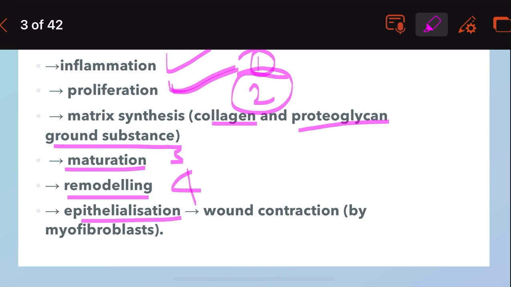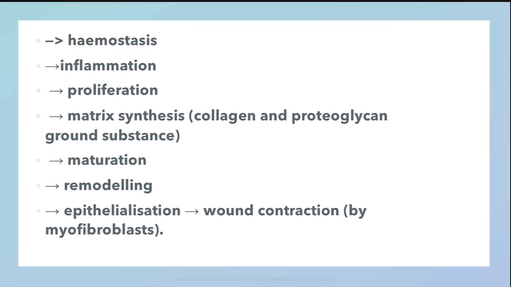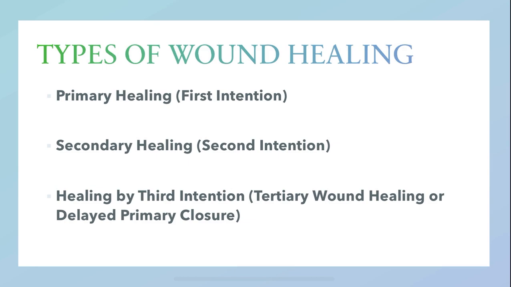We have epithelialization. If this is the wound, it is going to contract with the help of the myofibroblast so that rapid healing can take place. We'll be dealing with these steps in detail in the upcoming slides. Now, the types of wound healing: primary healing or first intention, or secondary healing or healing by secondary intention. Healing by third intention is tertiary wound healing, also known as delayed primary closure.